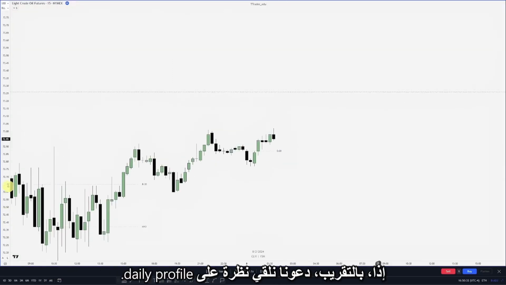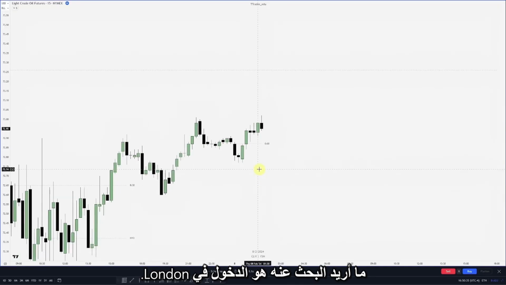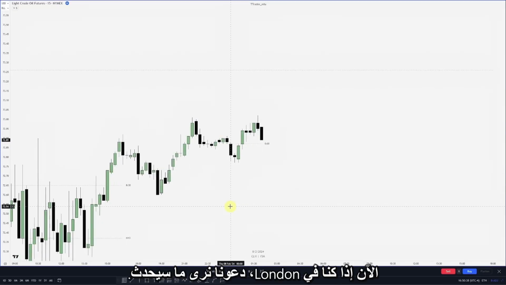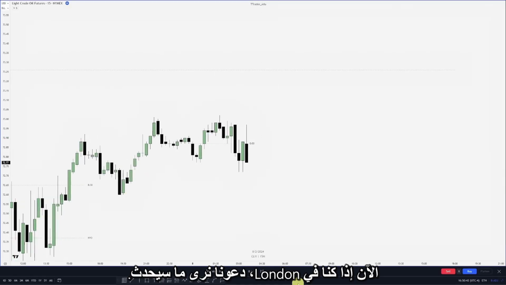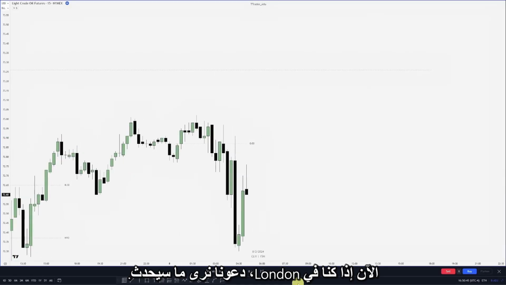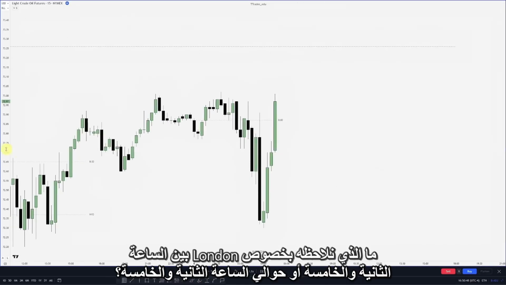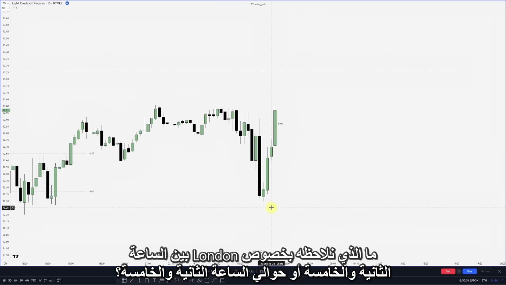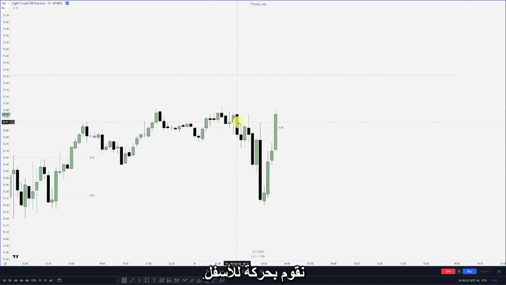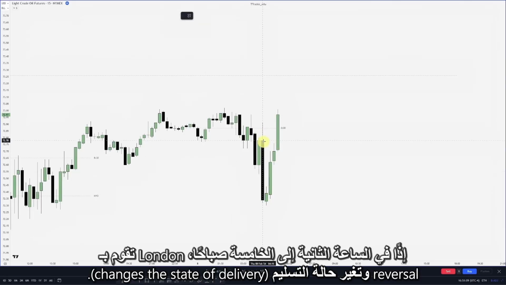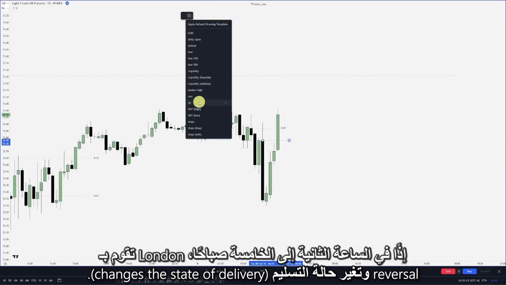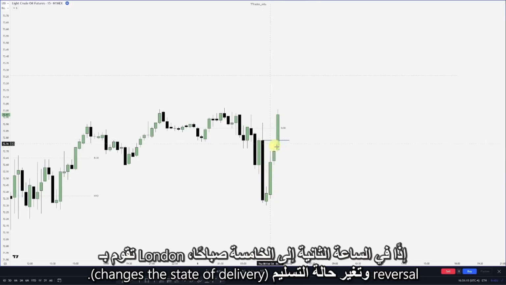So zooming in, let's take a look at the daily profile. What I want to look for is go into London. So now, if we're in London, let's see what happens. What do we notice about London between 2 to 5 or right around 2 to 5? We make a move lower, right? And then we reach into the previous range. We have a down close candle, and then we close over this down close candle. So at 2 to 5 a.m., London reverses and changes the state of delivery.